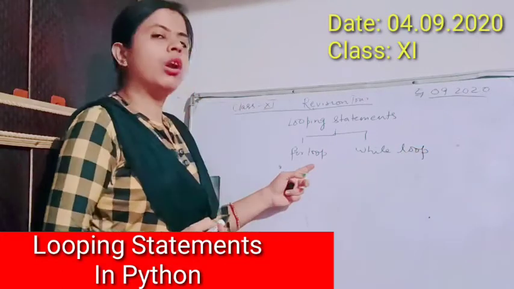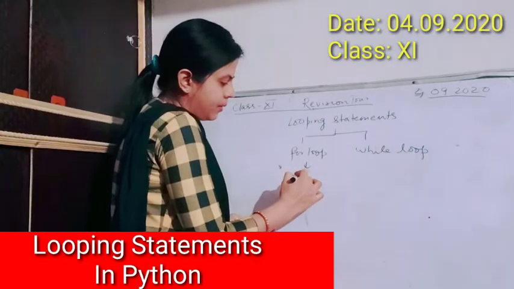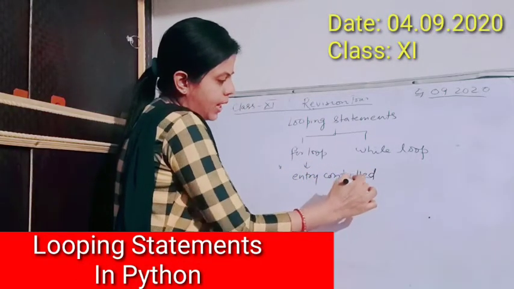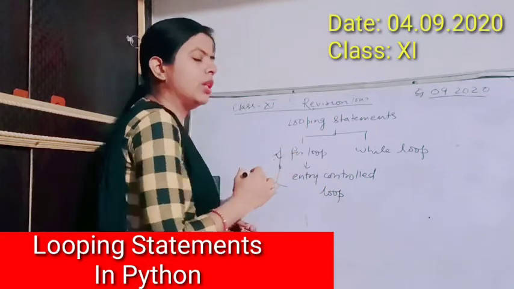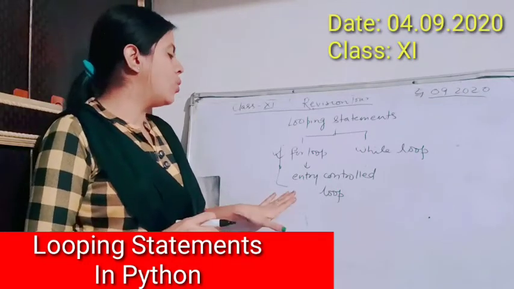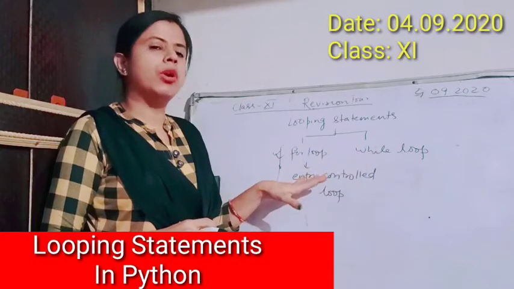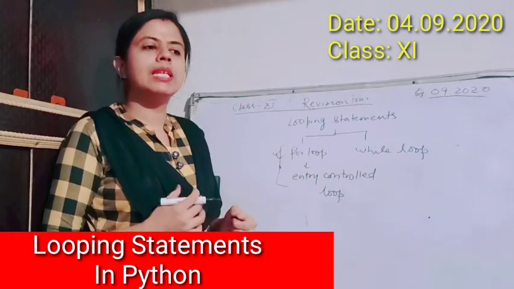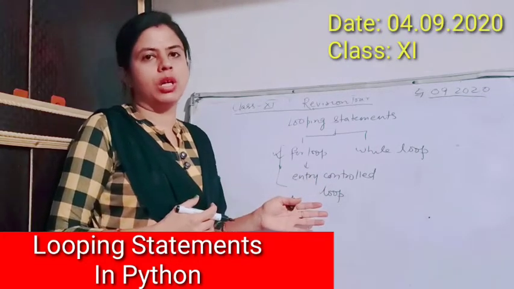Alright, for loop is also called the entry control loop. Entry control loop. Why? Because the condition is checked at the starting of the looping statement only. Now we will look into the syntax of both for and while loop. I am going to show you both the loops working together so that it is easy for you to understand how these statements work.